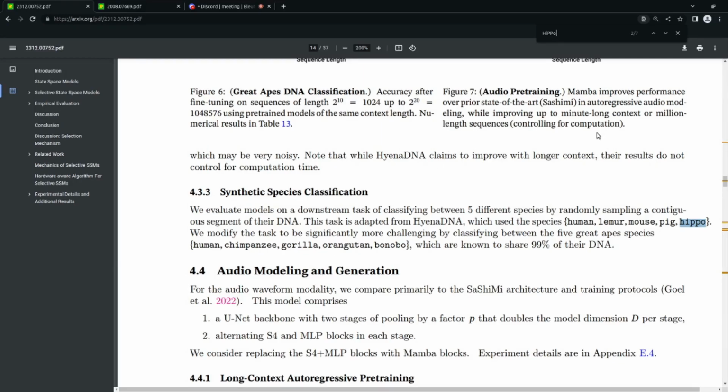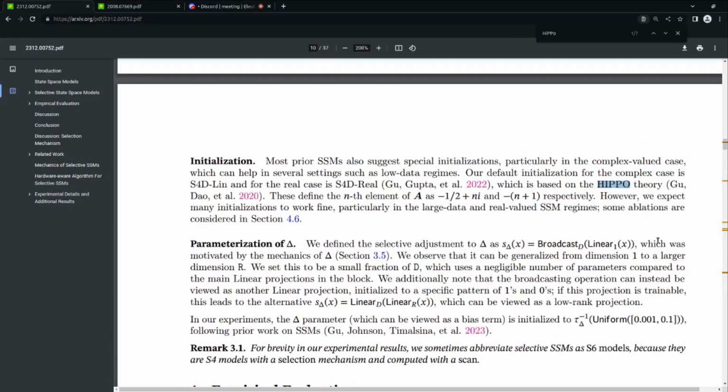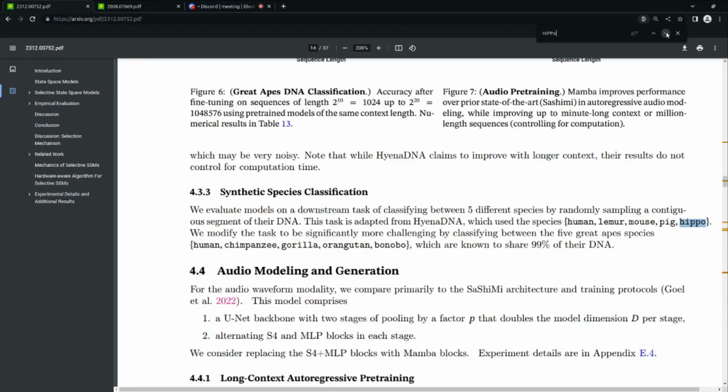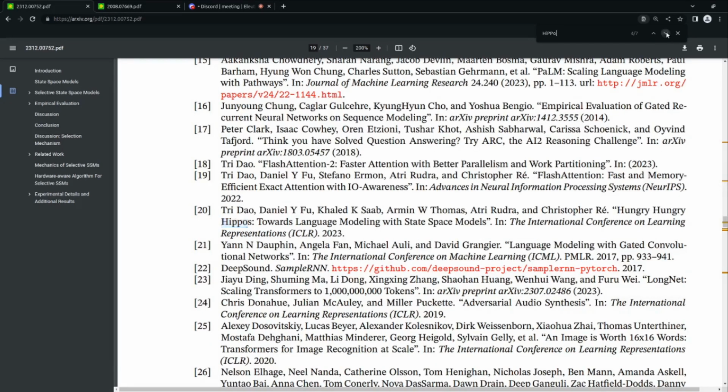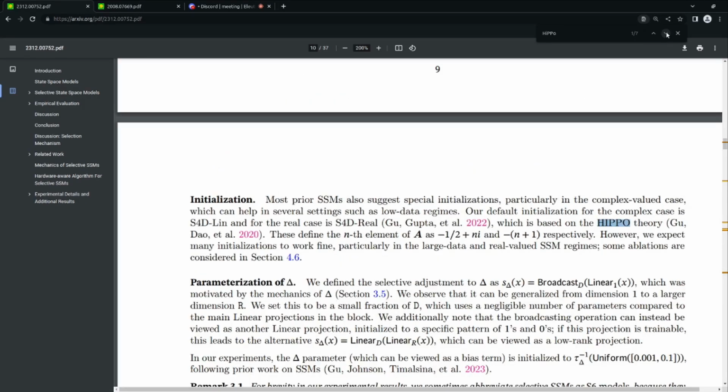Actually, they do mention initialization. Based on the Hippo theory, the filament of A is this thing here, which I think looks like the Legendre matrix. Okay, I guess they had not mentioned it. Yeah, I guess I confused between that and the S4 paper.